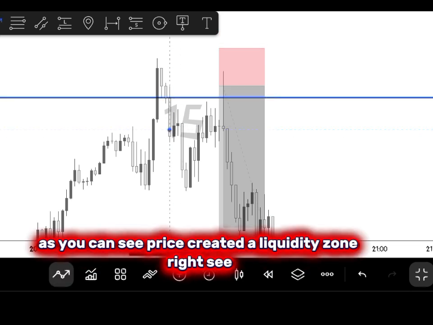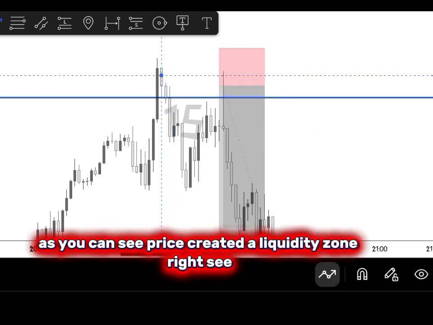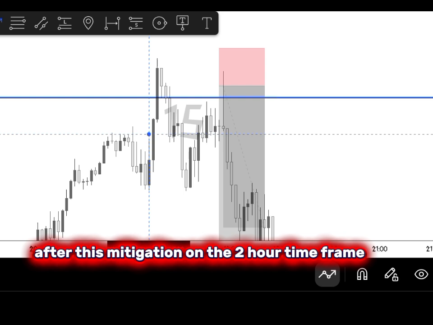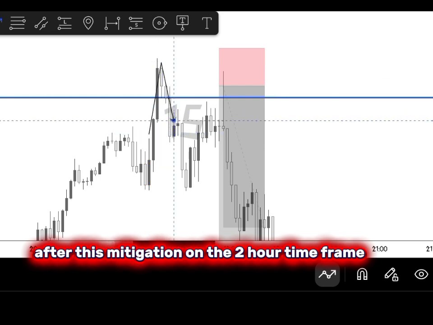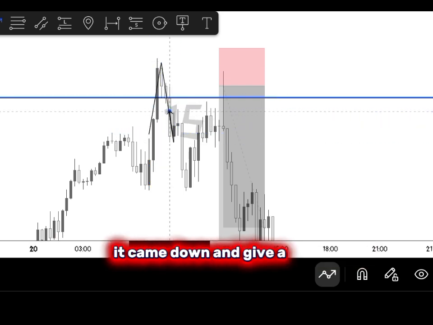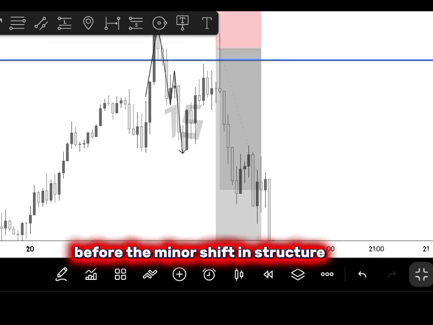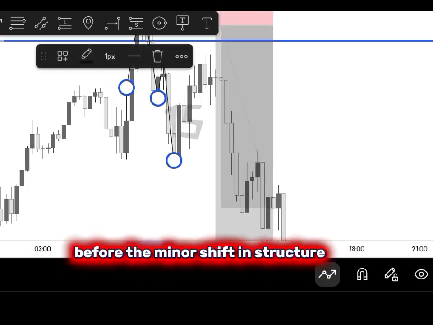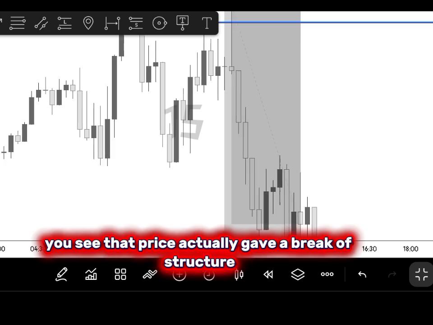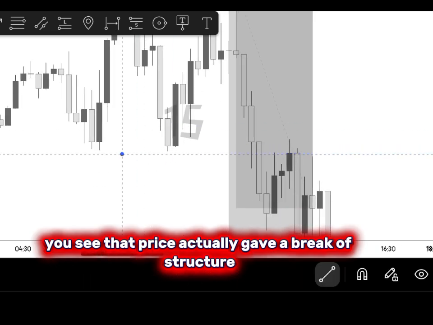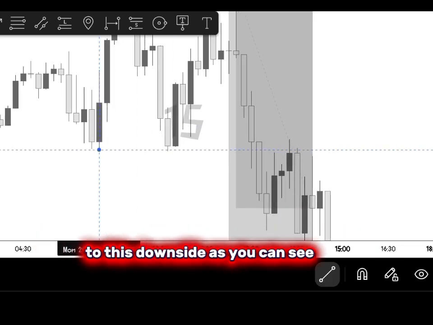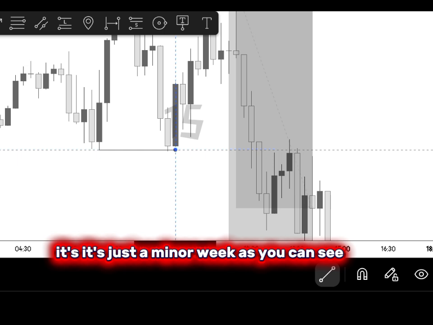As you can see, price created a liquidity zone, right? After this mitigation on the 2-hour time frame, it came down and gave an engineered liquidity before pulling to the downside, before the minor shift in structure. Now if I zoom out, you see that price actually gave a break of structure to this downside. As you can see, it's just a minor wick.